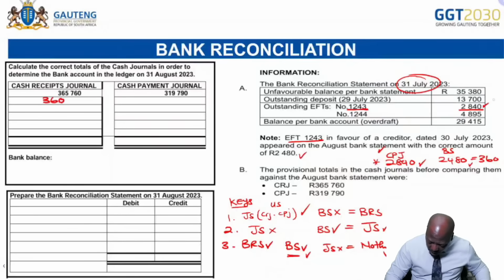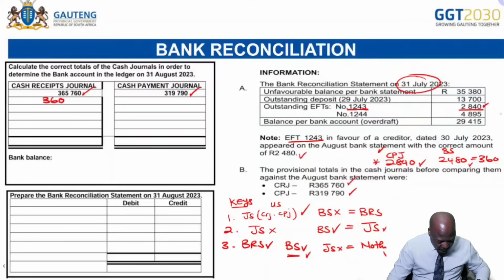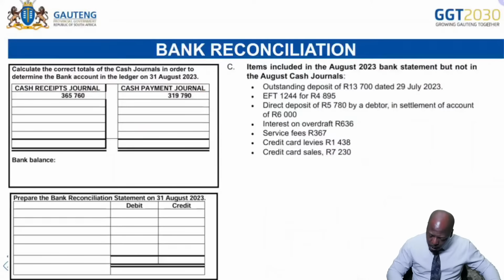And then the next one, I have my totals. I have my total CRJ, and you'd find it over here. I have my total of the CPJ, which you'll find over there. So I have dealt with my information A and B, and I still have not touched certain aspects here. But let's go and hear what they will say. So we go on to the next one.